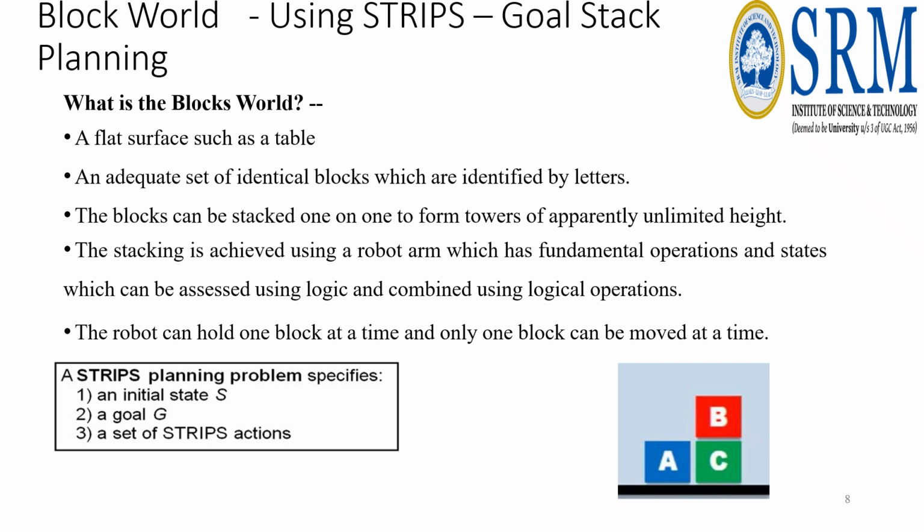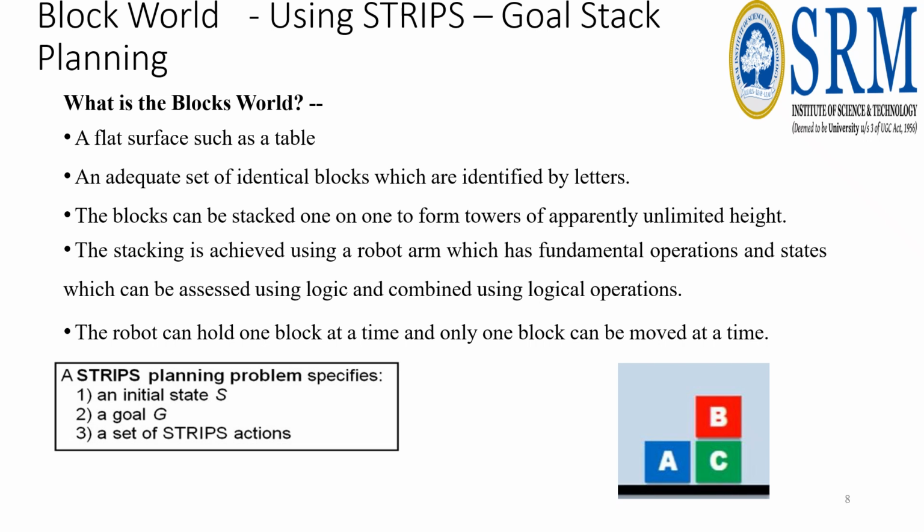Some operations can be done, and the states can be represented by using logic combined with logical operations, especially propositional or predicate logic, which can be moved with a proper solution for it. The robot can pick only one block at a time, and only one block can be moved at a time, and it can be placed on the surface of the table. So this is about the problem constraints.